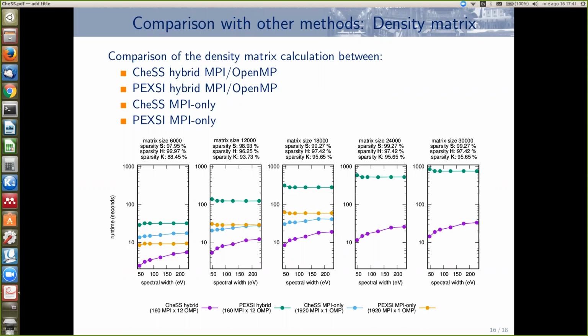Of course, just use the threaded BLAS. Yeah, using threaded BLAS. I guess the hybrid CheSS implementation is using the same total number of cores. It's just using hybrid parallelism. 160 MPI times 12 versus 1920 MPI. I think what we're talking about is just the green line. I don't know what that green means. This one shouldn't exist. The green line is just 160. Yes, the green line is just one core.